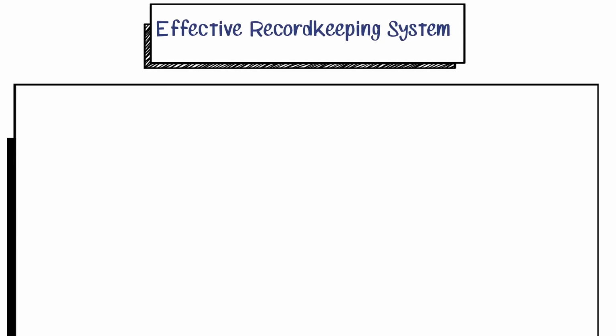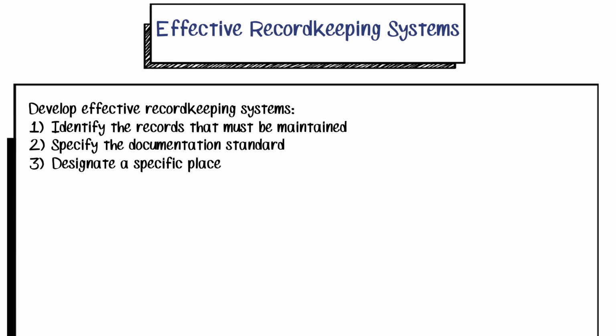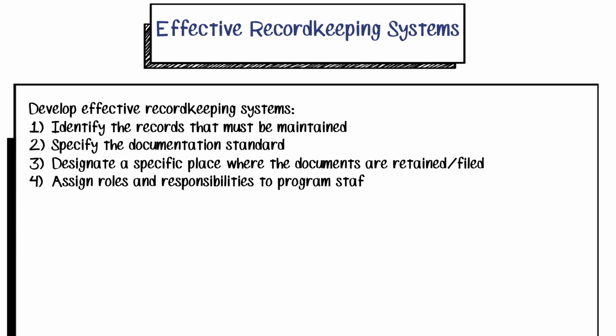For CDBG entitlement grantees and for states, the best way to establish effective record-keeping systems is to identify the records that are required at 24 CFR Part 570, Section 506, specify the documentation standard, designate a specific place where those documents must be retained, and assign roles and responsibilities to program staff to maintain those records. It is important for CDBG entitlement grantees and for states to develop file structures and procedures for every CDBG activity and to consistently follow those standards every year to ensure that adequate records are available and organized for HUD's review.